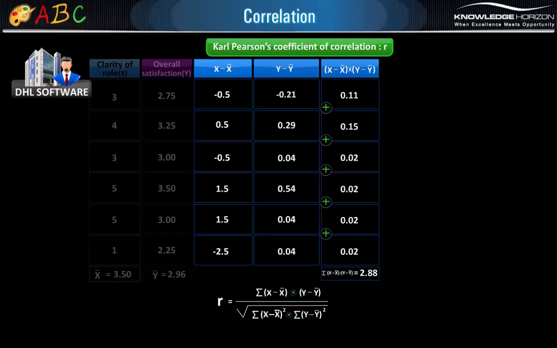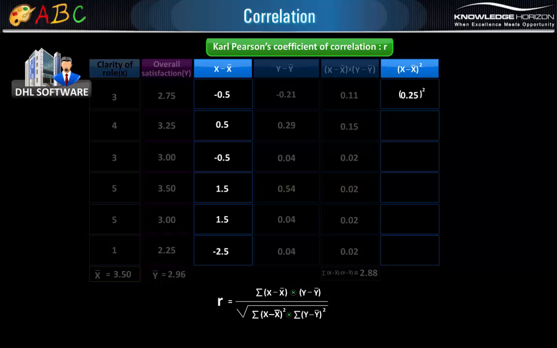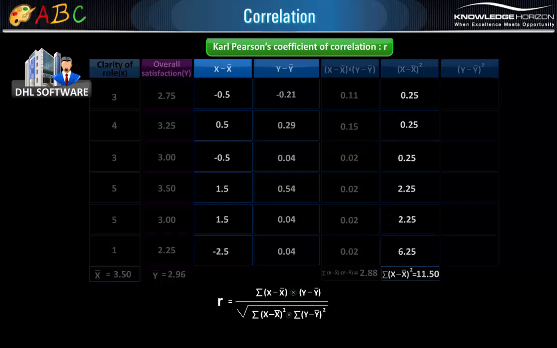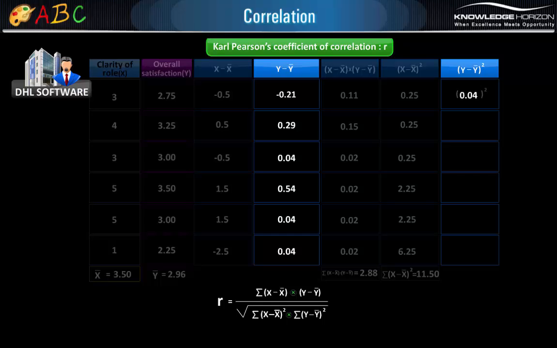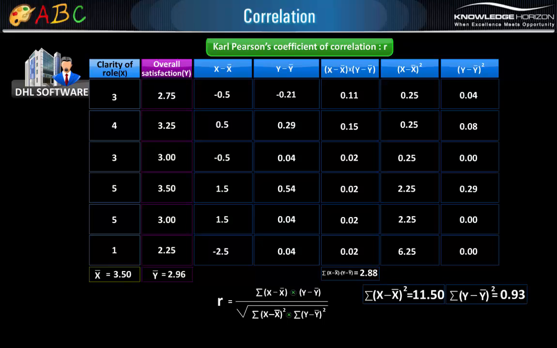Now, we take the square of each value from the column for clarity of role minus its mean, and then add it all up. Similarly, we take the square of each value from the column of the overall satisfaction minus its mean, and then add it all up. Using these values, we can obtain the correlation coefficient.